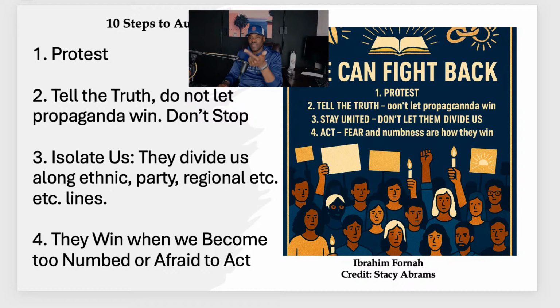Don't forget, you can fight back with protests. You have to keep telling the truth. Don't let them divide us, and don't become numbed to where you become afraid to act. And that is where Sierra Leone is at today. Sierra Leoneans are afraid. They've become numbed. They're dealing with the poverty, the pain, the struggle. They are beating them, killing them. They cannot act anymore. They've been defeated systematically over time, and that's what it is.